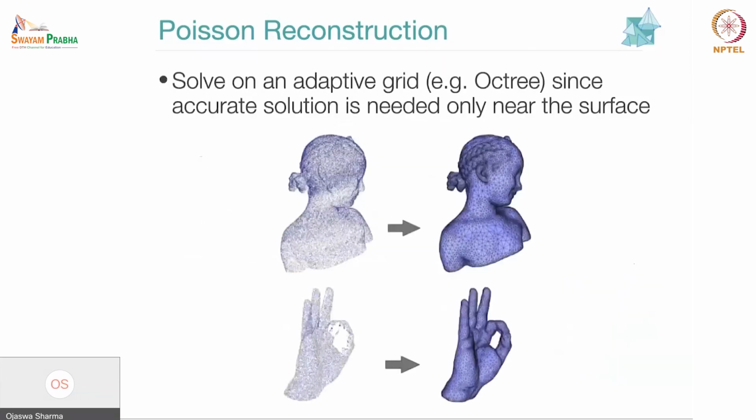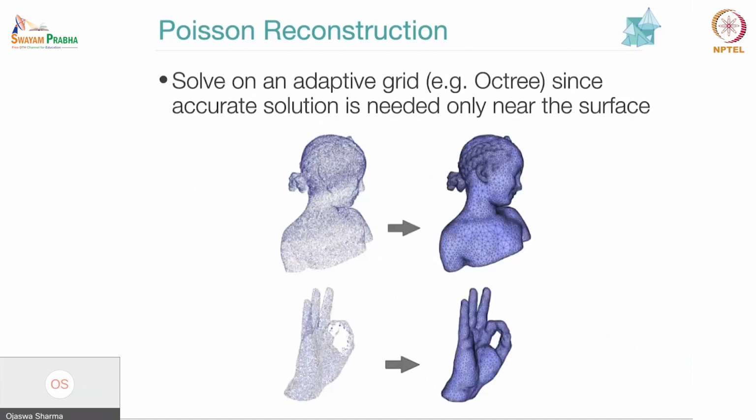And then once I have that grid solved, I take a zero level set using marching cubes. We discussed marching cubes yesterday, right? So the marching cubes will then give me a triangle mesh. So the triangle mesh is from marching cubes. Okay, so that's Poisson reconstruction.